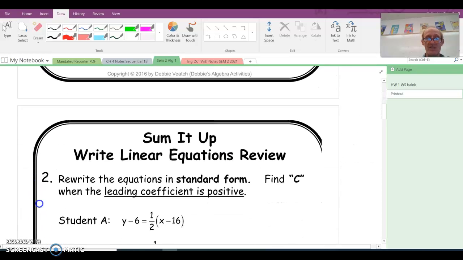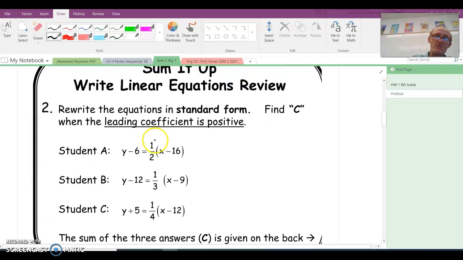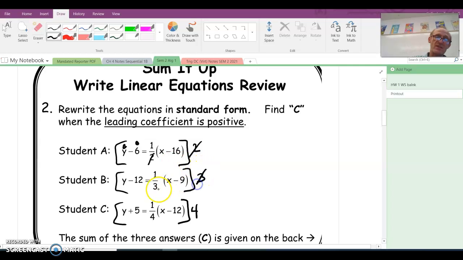So this is again in standard form, but you have to remove this fraction. So what you're going to do first is multiply this equation by 2 and this equation by 3 to remove that, and then this equation by 4. So then this 2 cancels out here, but you've got to multiply it by the y and the negative 6. This 3 cancels this out, but you've got to multiply the 3 by these two numbers, and this cancels that out, but you've got to do there.